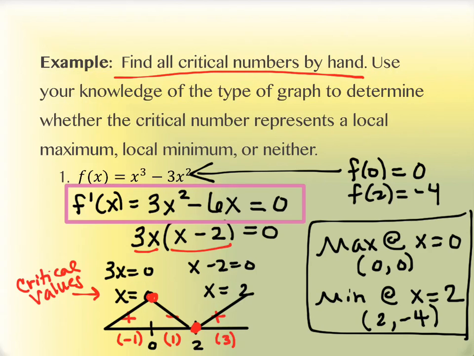In this particular wording right here, it just says, find the critical numbers by hand, determine if they represent a local max or min. So we wouldn't need the ordered pair in the specific wording of these directions, but some of the wordings of the directions do want the ordered pair. They'll say something like, find the critical point. A point is an ordered pair. A critical number is just an x value.